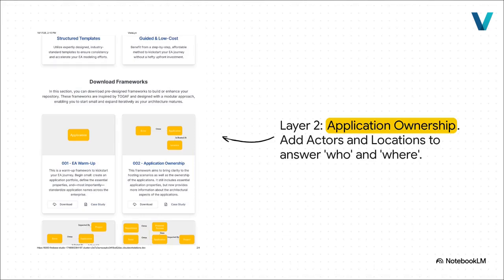Layer 2 is all about ownership. We add two simple but really powerful things. Actors, so the people who are responsible for the application, and locations, like your data centers. All of a sudden, we're not just asking what, we're answering who owns it and where does it live. And that simple step creates accountability and some really vital infrastructure transparency.